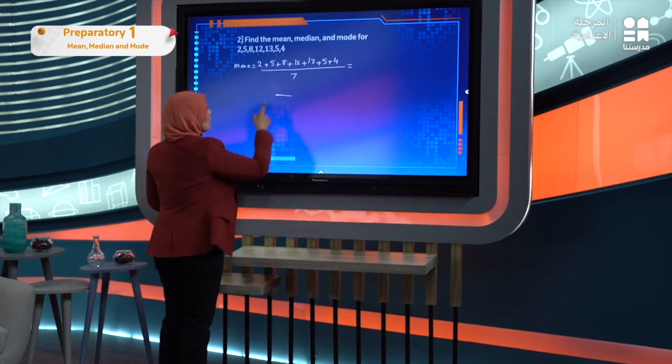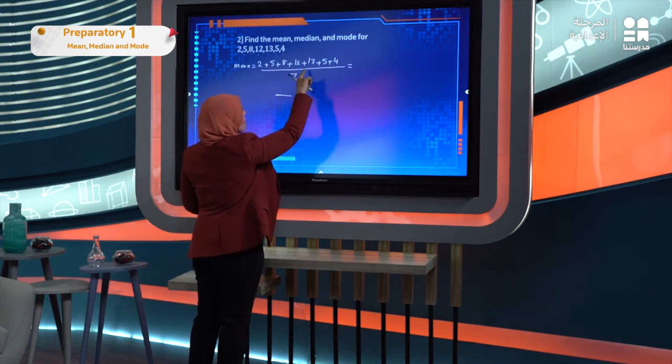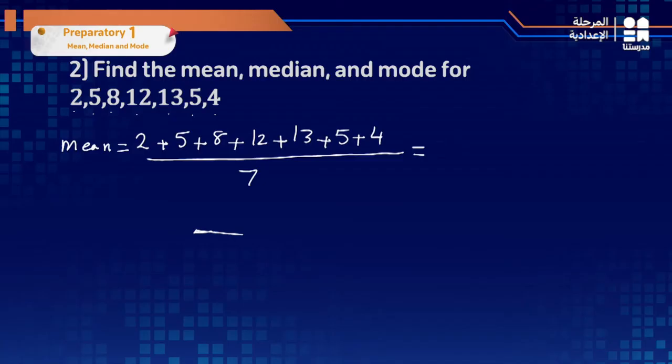2 plus 5 is 7, plus 8 is 15, plus 12 is 27, plus 13 is 40, plus 5 is 45, plus 4 is 49. Divide by 7. 49 divided by 7 is 7. So that is the mean. Now find the mode or the median first. Median.